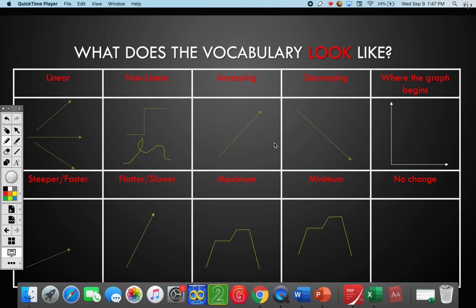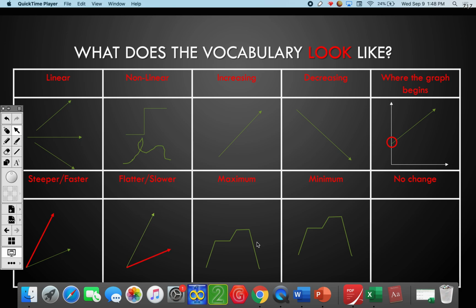Now, where the graph begins, it is not going to be here. It is going to be on the y-axis. And it will show you this. It is here along this axis. Steeper means it is faster, so I want you to draw a line that is steeper than that one. Flatter means it is slower, not fatter. Flatter means it is slower, so it goes down.